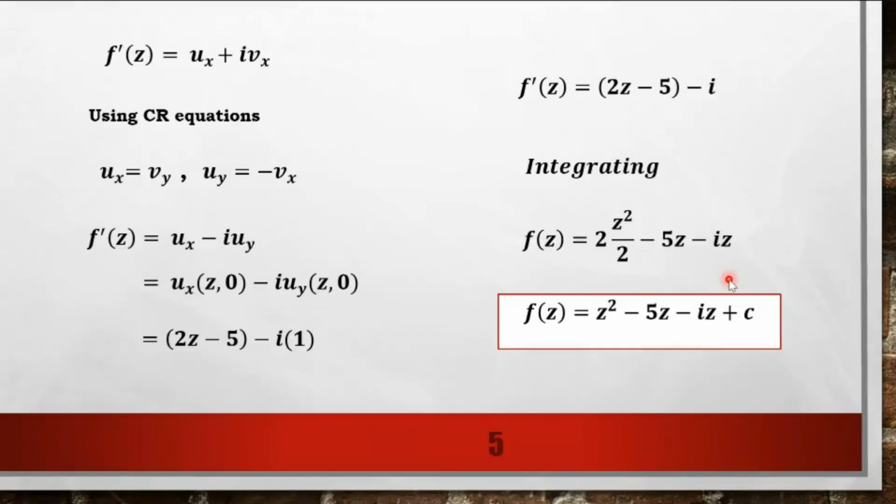ठीक है, अगर u दिया है तो हमें ux uy निकालना है. Put x equal to z, y equal to 0. Again calculate ux uy and then substitute in f dash of z is equal to ux plus i vx, and converting vx to minus uy by using the CR equation, and then whatever is f dash of z, we have to integrate that and get the value of f of z. Okay? So we'll go to the next problem.